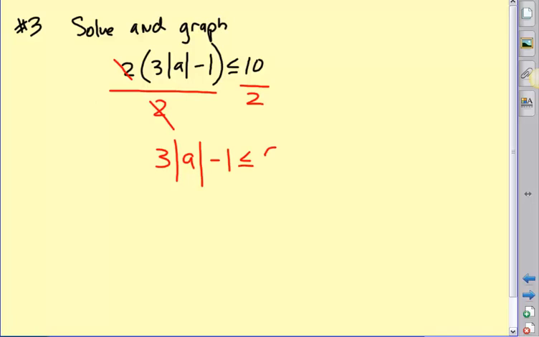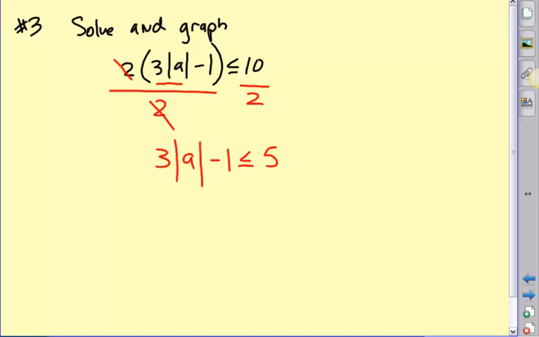Now let me stop there for just a second, Chambliss. That's perfectly fine. Would it have been okay if I had distributed? Yeah, I would have gotten 6 times the absolute value of A minus 2, right? That's okay. I don't distribute inside that absolute value. It's just 2 times that, which would have made it 6 of those. All right? But we didn't do that. Chambliss said, let's just divide everything by 2.